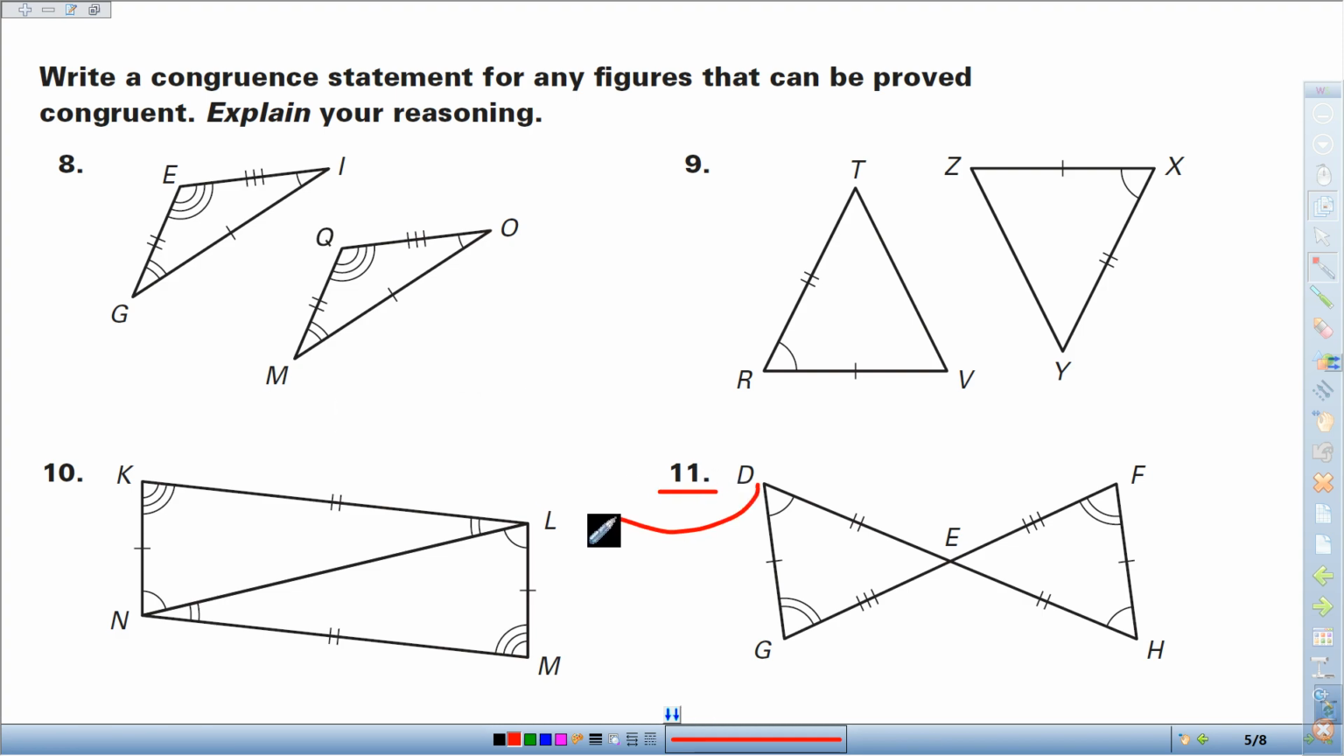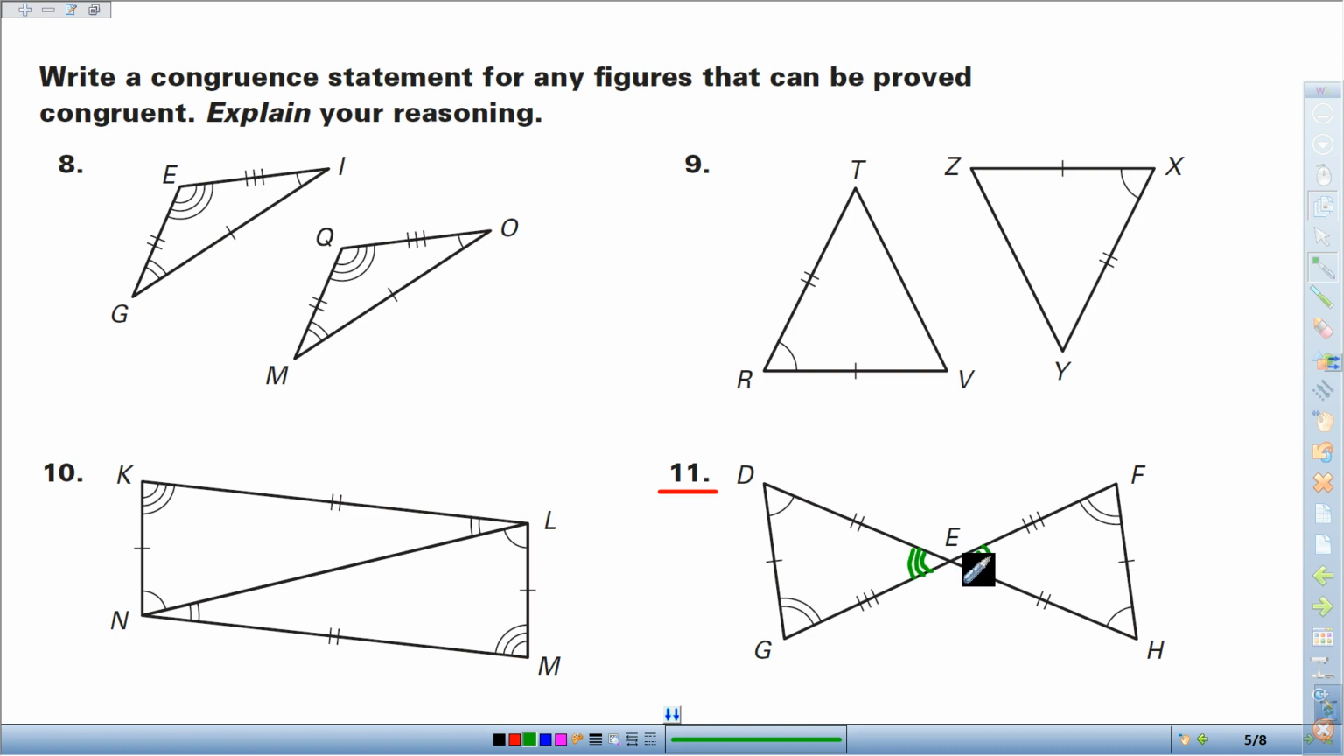I want to take a look at number 11. Okay, so if you guys take a look, we have corresponding angles D and H, G and F, but we don't have these corresponding angles congruent. Can we mathematically prove that they're congruent? Well, hopefully what you're noticing is these are vertical angles, all right? And we know for a fact that vertical angles are always congruent. So we can actually add in this information here.